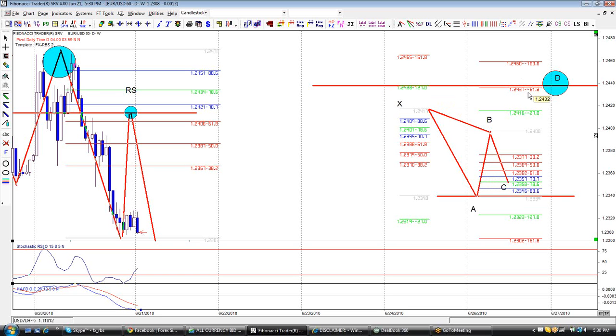Then we must have convergence of the 127 and 1618. 127 is extension from the main swing XA, and 1618 is extension of the subswing. 1618, 127 for the main swing, 1618 for the subswing. When we have this convergence, then this convergence becomes the sell entry.